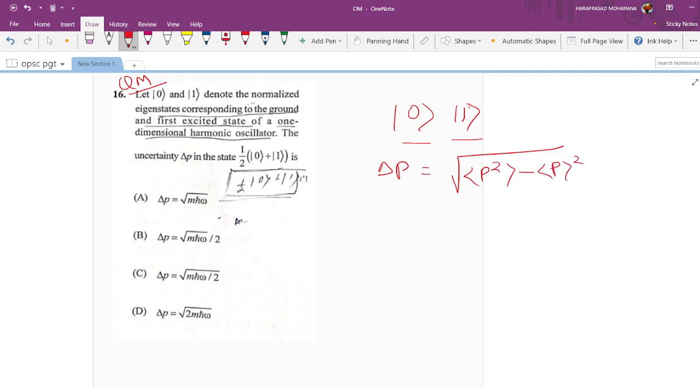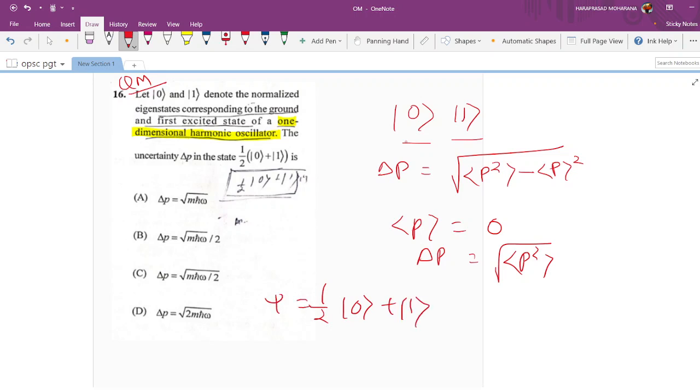We have a one-dimensional harmonic oscillator, as it is a physical system, so we could write P average is 0. So we only have delta P as the root of P square mean. We have to find out what P square is. The state is given as 1 over root 2 times (0 plus 1). We have to find it in this state only. So let me write what P square will be, the expectation value.